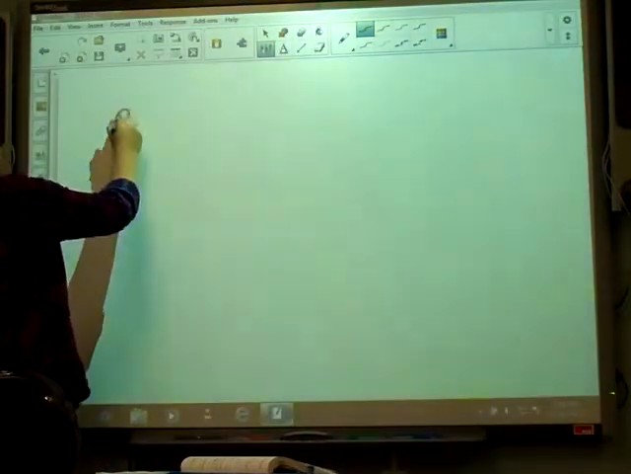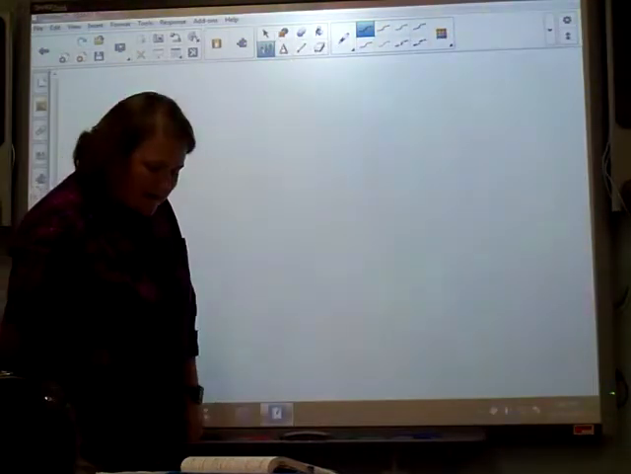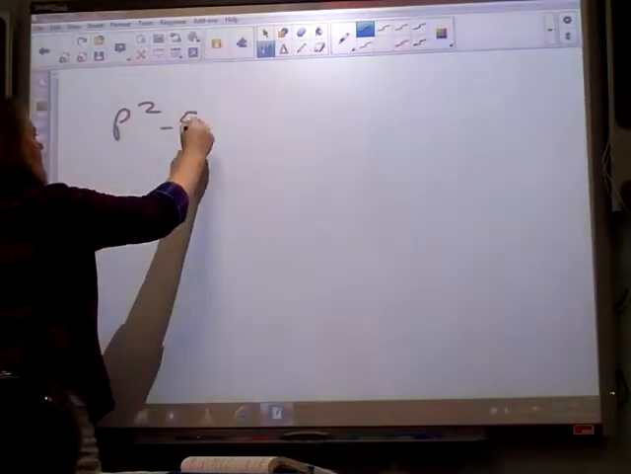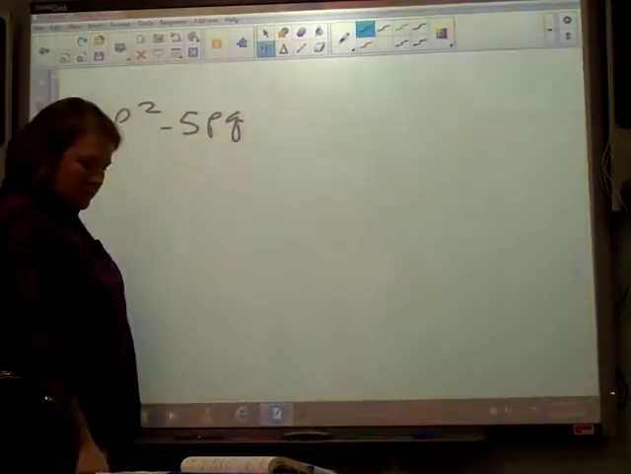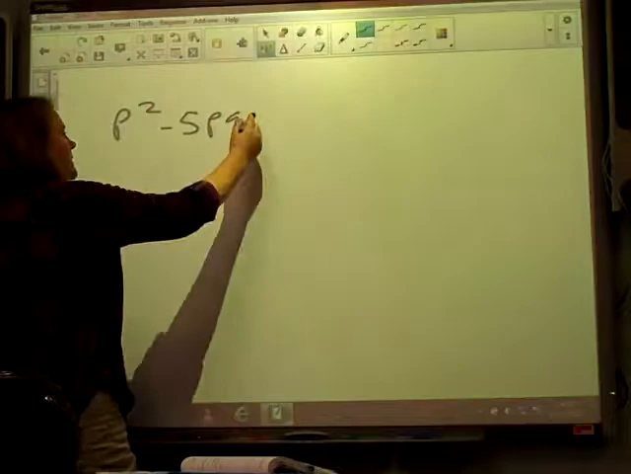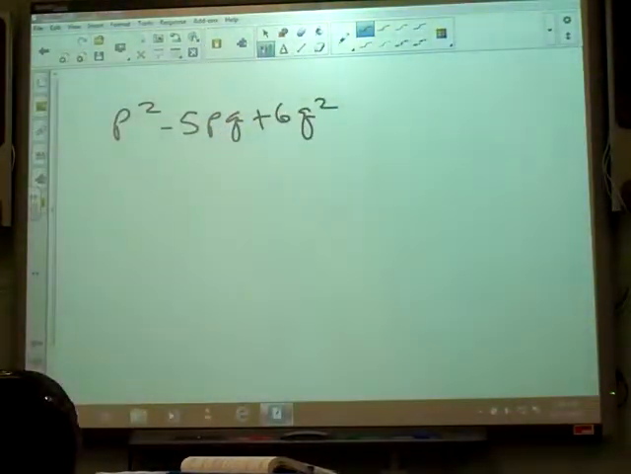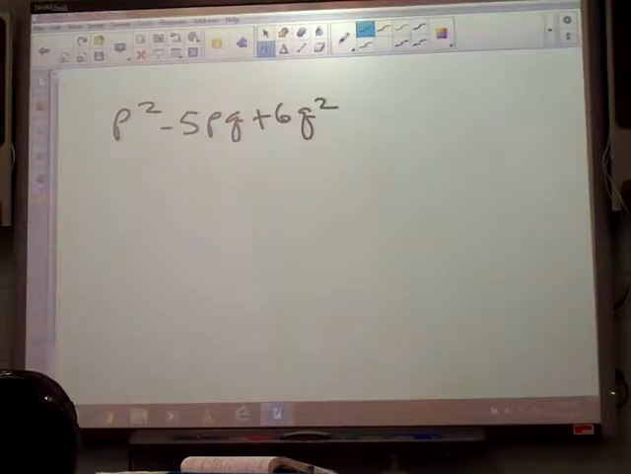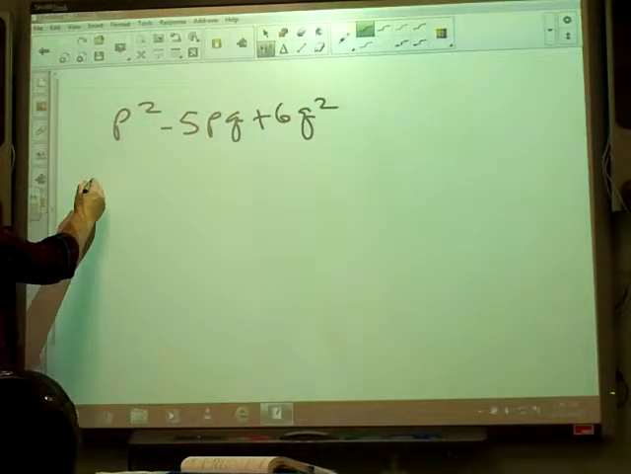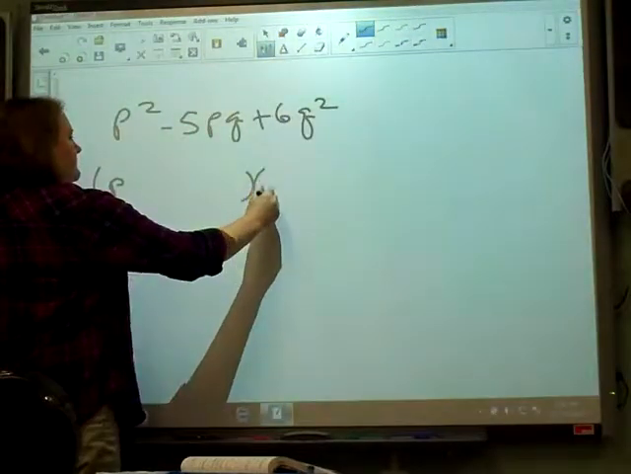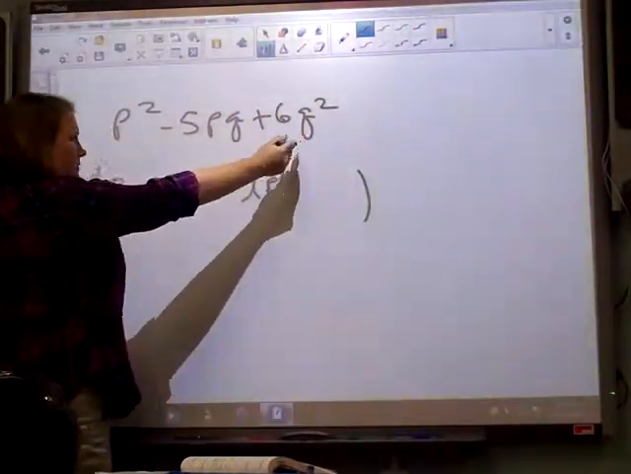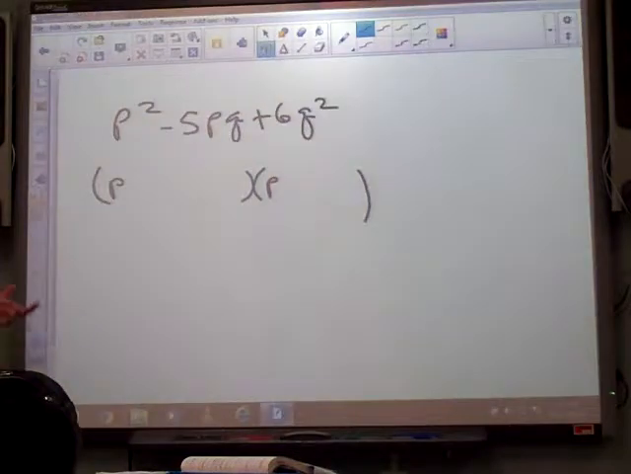How about if we added a second variable? P squared minus 5p cubed. Mind your p's and q's. That was an old timey saying. Plus 6q squared. Alright. Is there a GCF other than 1? No. No GCF other than 1. Normally, we've got a 1p squared, so we know that's going to be a p times a p. Right? But it also ends in a q squared. So what do you think that's going to do to this thing?